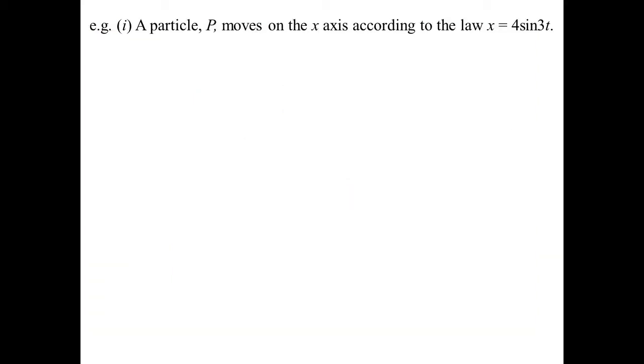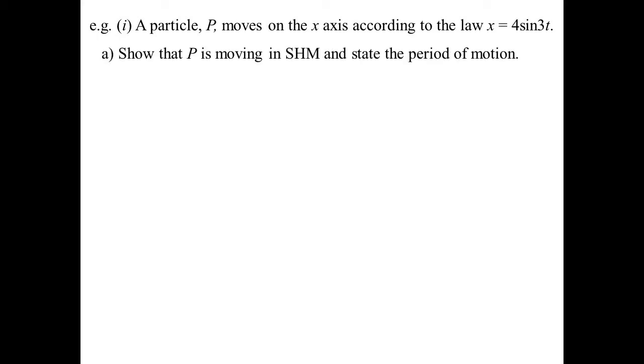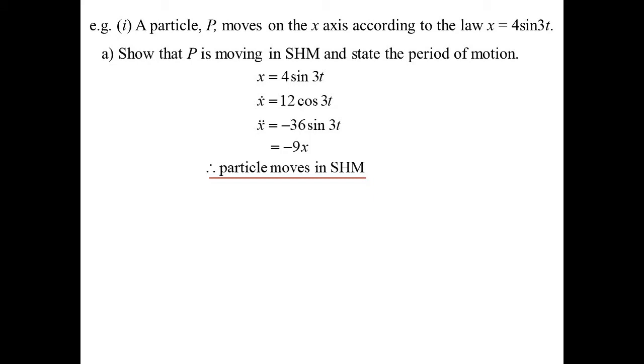So here we've started with the displacement equation. It says show that it's moving in simple harmonic motion. So I need to show that the acceleration is some negative constant times the displacement. It's just a matter of differentiating twice. So I differentiate 4 sine 3t, I end up with minus 36 sine 3t. Well, that is minus 9 times the displacement. It satisfies that rule that we know means it's moving in simple harmonic motion. So yes, that is true.